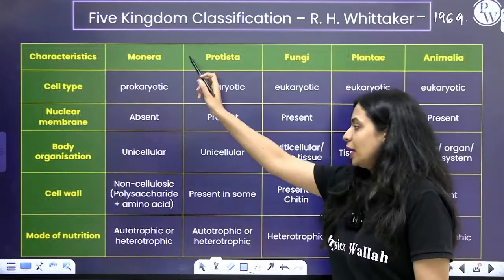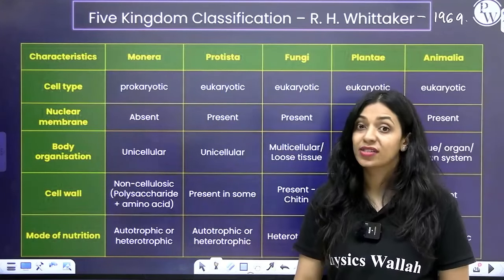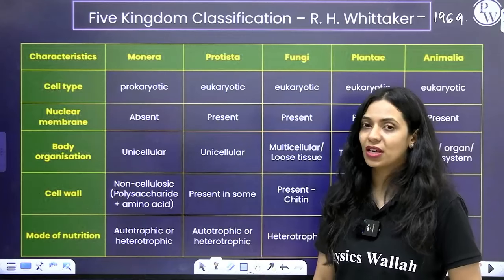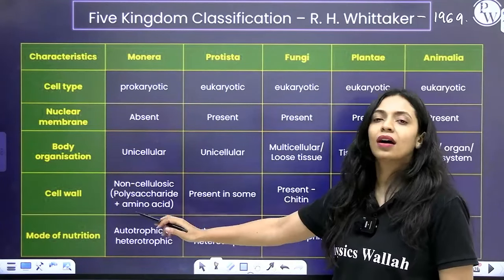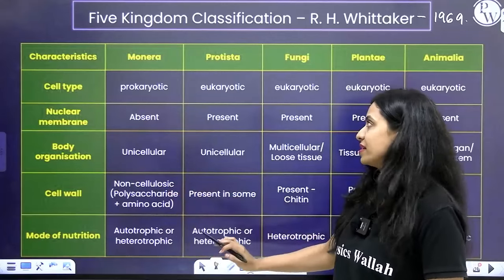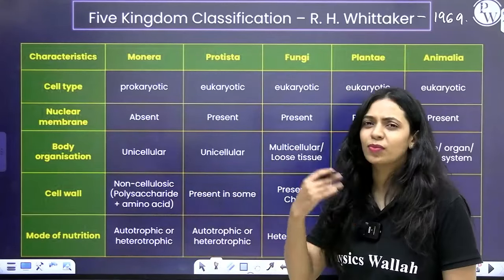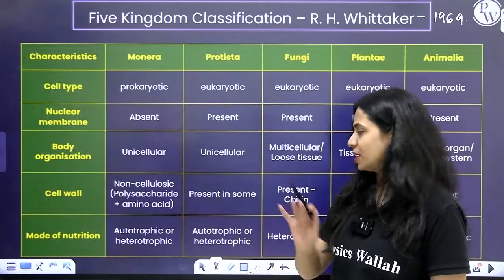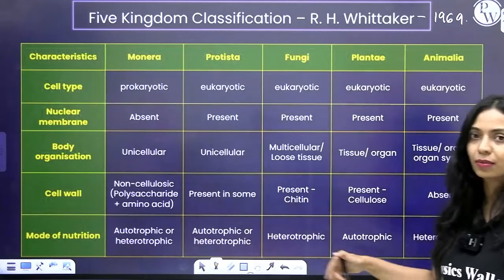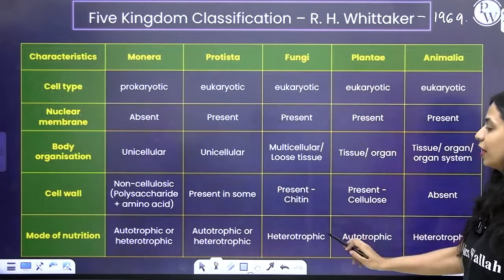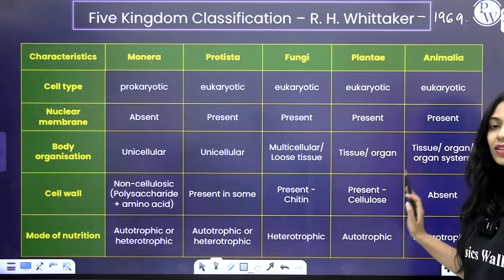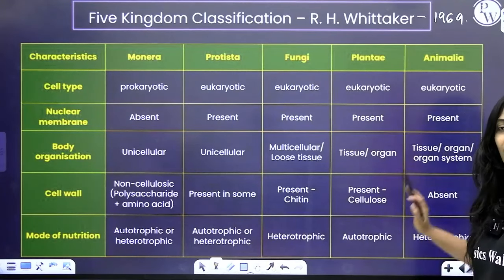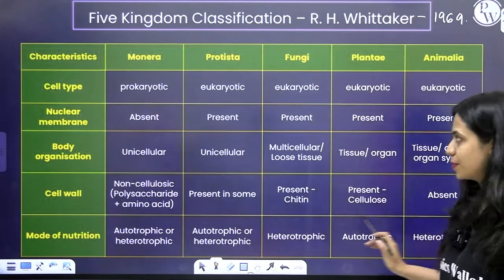Next, whether the cell wall is present or not. In Monera, the cell wall is there, but it is not made up of cellulose like plant cells; it's made up of peptidoglycan, which has polysaccharides and amino acids in it. In Protista, some organisms have cell walls, some don't, so it's a mixed bag. In fungi, the cell wall is present, and it's made up of chitin. In plants, the cell wall is present, primarily made up of cellulose. In animals, the cell wall is entirely absent.